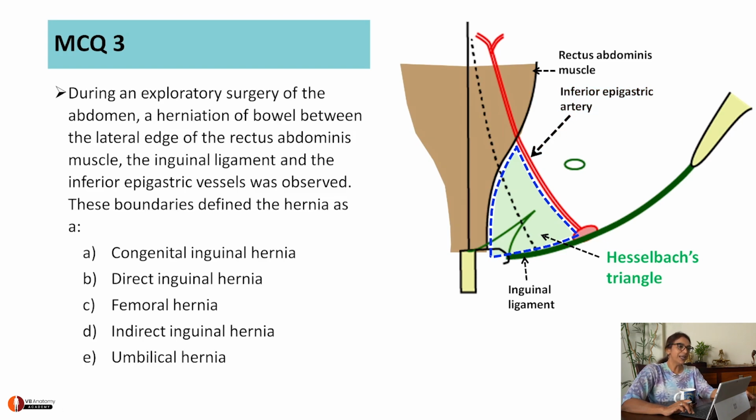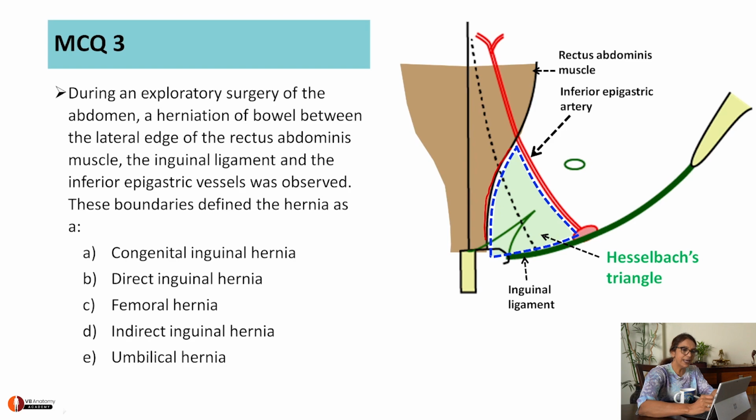During exploratory surgery of the abdomen, herniation of bowel between the lateral edge of rectus abdominis muscle, inguinal ligament and inferior epigastric artery was observed. Wait. Let's see. Lateral edge of rectus abdominis muscle here.